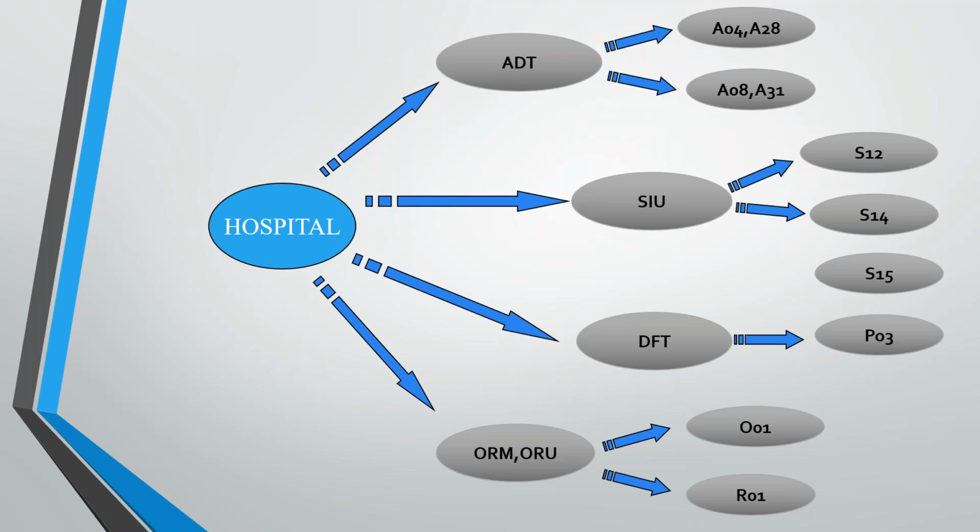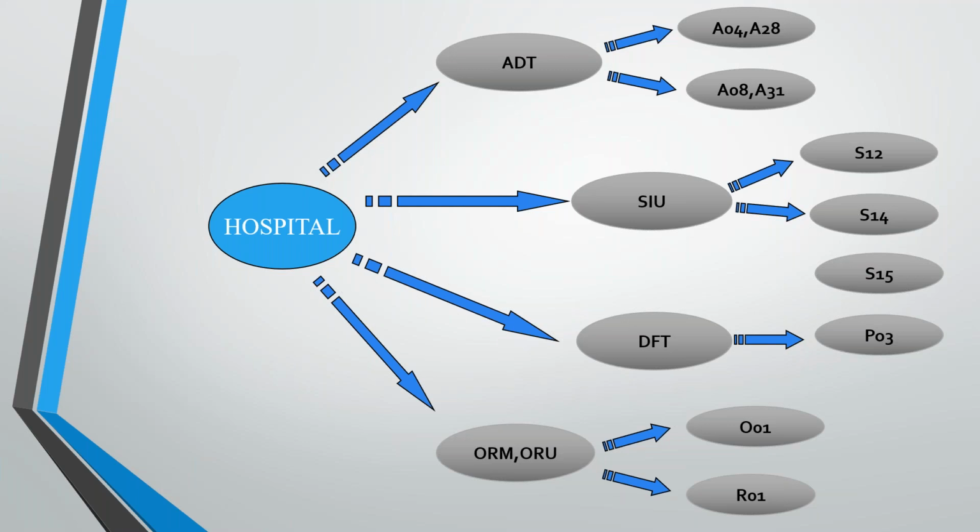Next we have ORM O01 and ORU R01. ORM is combined with O01, and this becomes the order message type, and ORU R01 becomes a result message type. So these are the different events that we have and that are possible as part of hospital workflow.